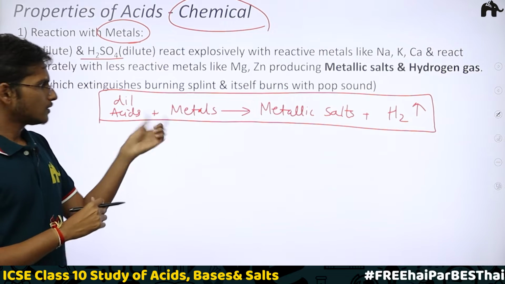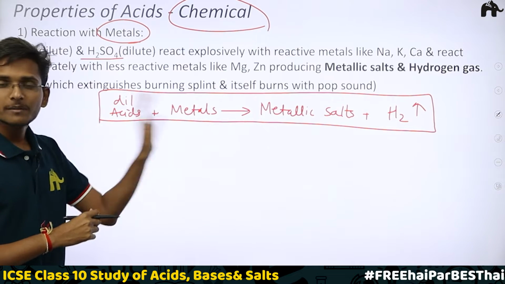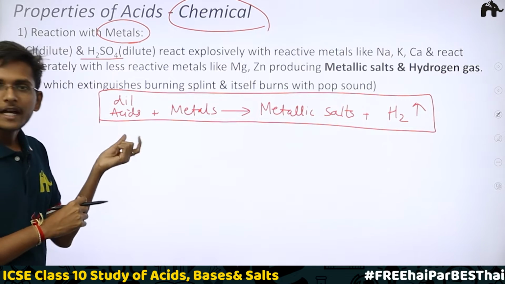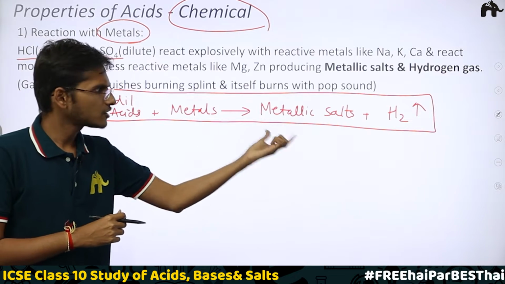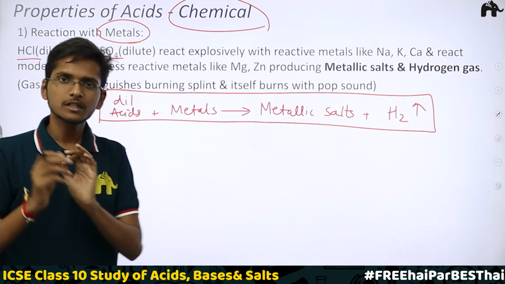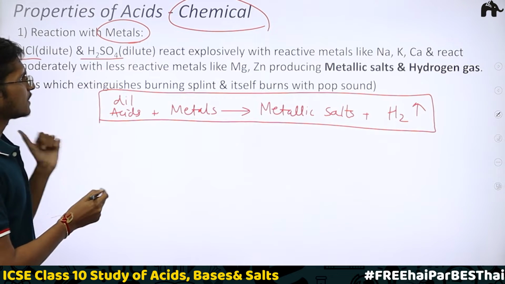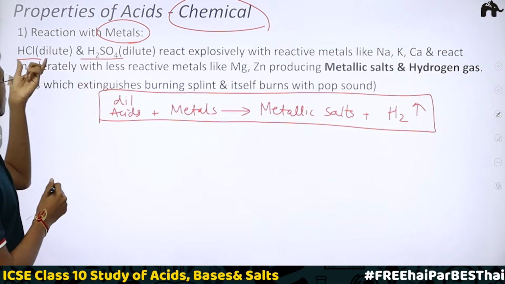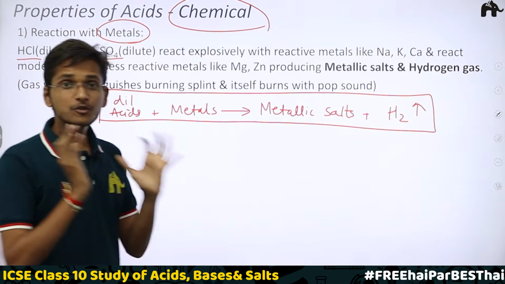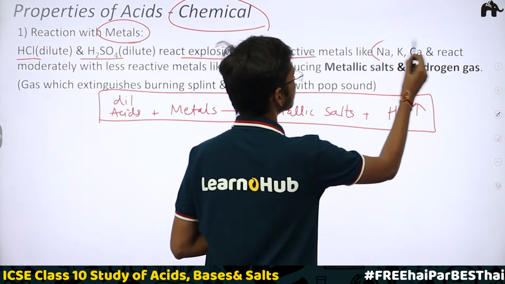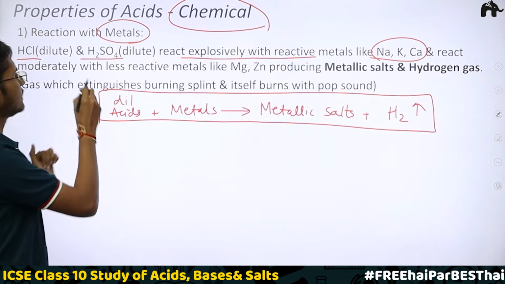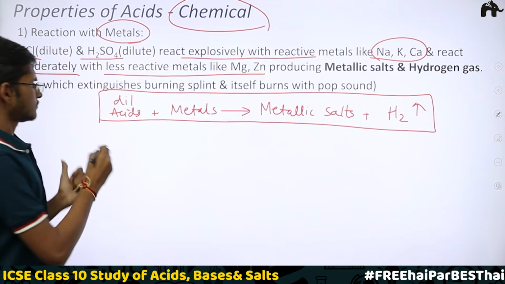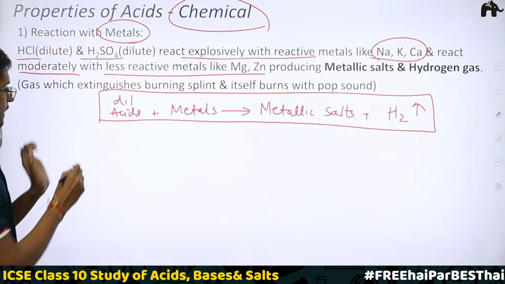Suppose sodium is the metal and the dilute acid is HCl, and you are asked to write the reaction of sodium metal with dilute HCl. You can simply write which metallic salt is going to be formed, and that hydrogen gas is going to be released. One more interesting thing before seeing the reactions: both dilute HCl and dilute H2SO4 react explosively with reactive metals like sodium, potassium, calcium, and react moderately with less reactive metals like magnesium and zinc. Now I am going to show you one reaction for dilute HCl.